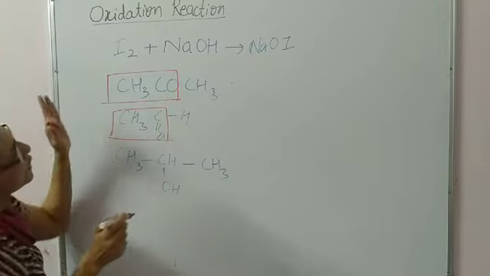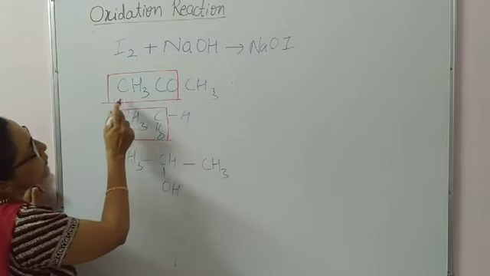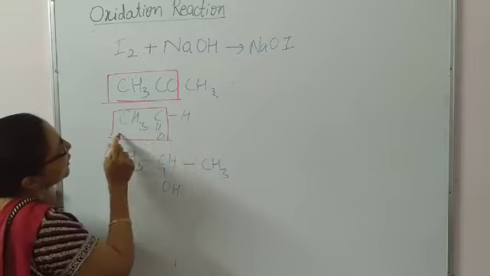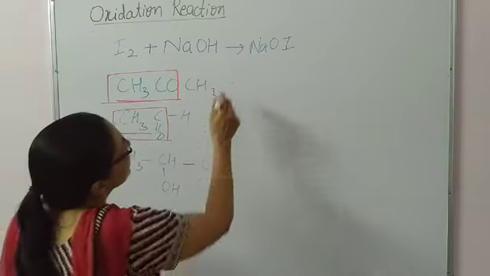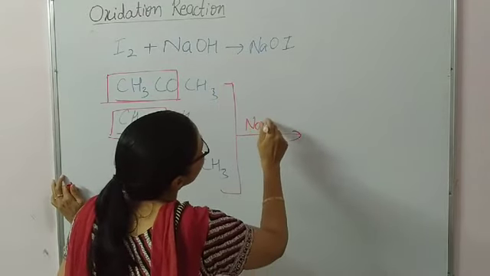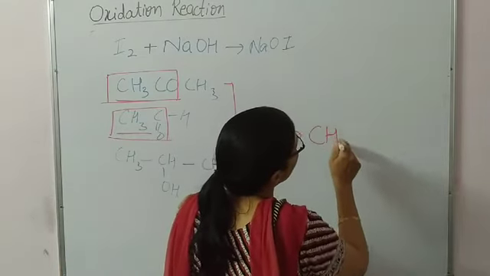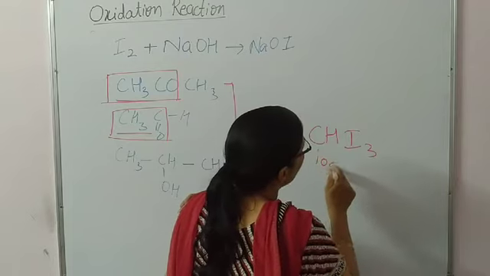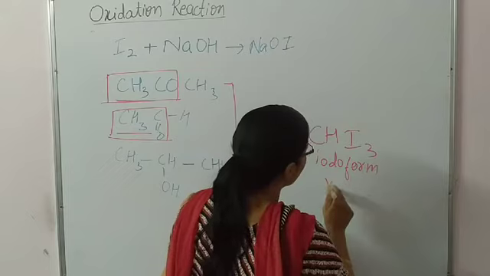Whether you take an aldehyde or a ketone, if near the carbonyl group you have one methyl group, they will react with NaOI, and the major product of your interest, that is iodoform, will form. This test is known as the iodoform test. A yellow colored precipitate will form.